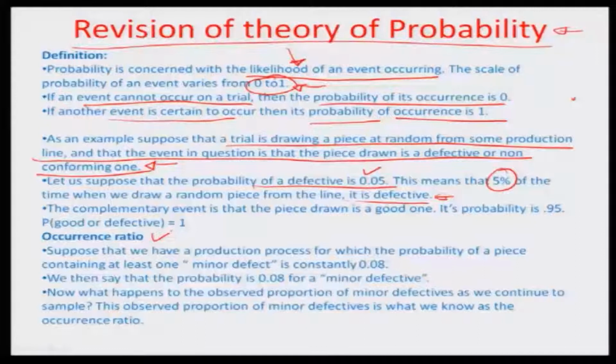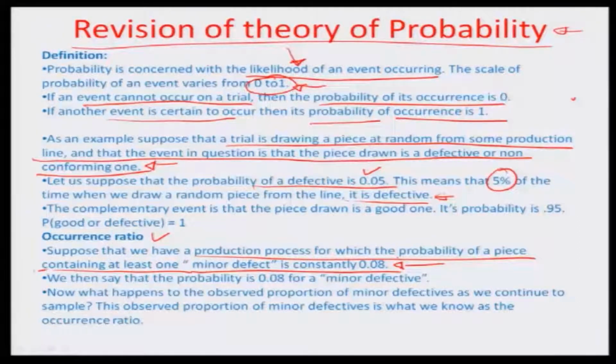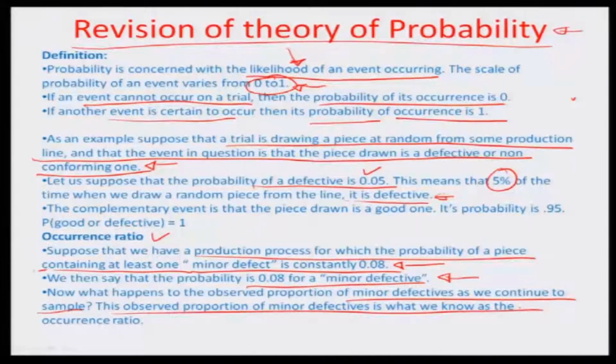So, suppose we have a production process for which the probability of a piece containing at least one minor defect is constantly 0.08 or 8%. So, we then say that the probability is 0.08 for a minor defective. Now, what happens to the observed proportion of the minor defectives as we continue to sample? This observed proportion of minor defectives is what we know as the occurrence ratio, which I will slowly delve into, to see what it really means in terms of big samples or small samples.